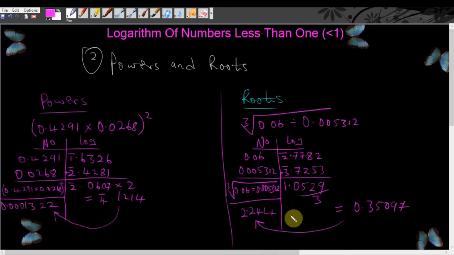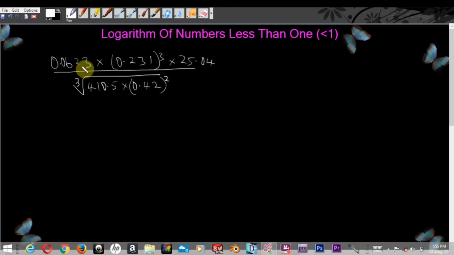If you have 1, you count 2 places, and so on. Okay, let's quickly do a combination of both less than and greater than with all this multiplication, power, root. I believe it will help us learn more. Finally, let's conclude with this. We are asked to evaluate this.